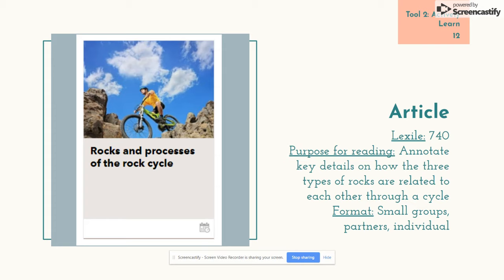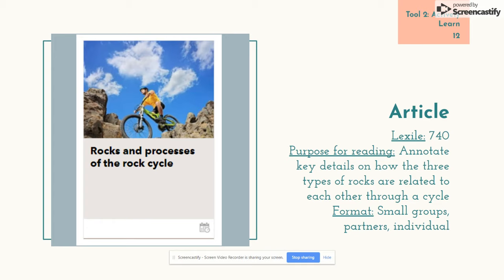The article we are using is called Rocks and Processes of the Rock Cycle. This is at a 740 Lexile, which is a good instructional level for all of my students. Our purpose for reading is to annotate key details on how the 3 types of rocks are related to each other through a cycle. Students understand what purpose for reading means because it is how our literacy unit is formatted, so it also brings that cross-discipline of using our literacy skills in science.